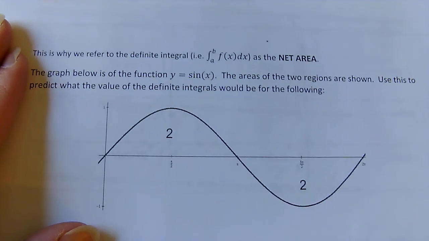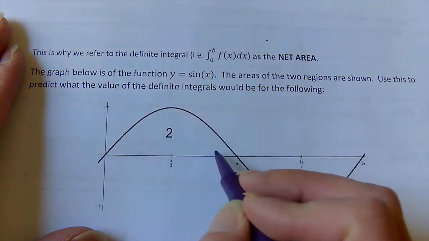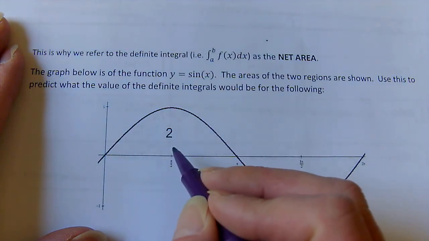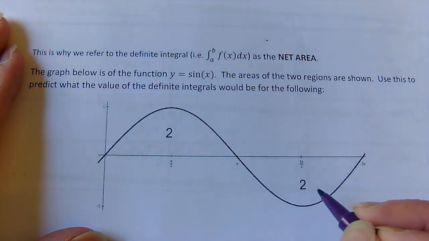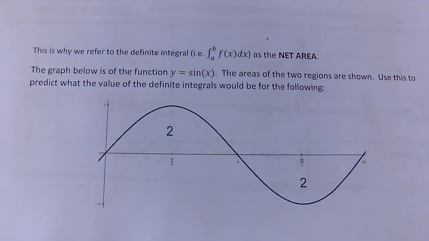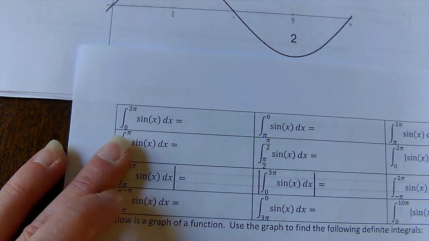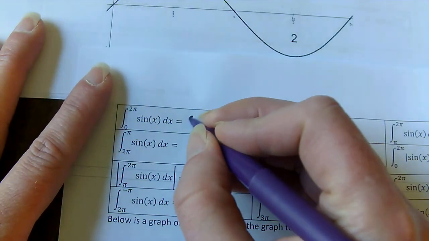For example, if we had the graph of sine x, the areas of the two regions are shown. This one would be a positive 2. This one would technically be a negative 2. So the net area would be 0. Now on the next page, we're going to estimate what's going to happen for each of these integrals. 0 to 2 pi. Well, we just talked about that. The net area would be 0.